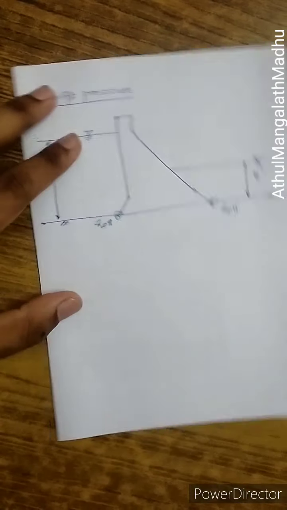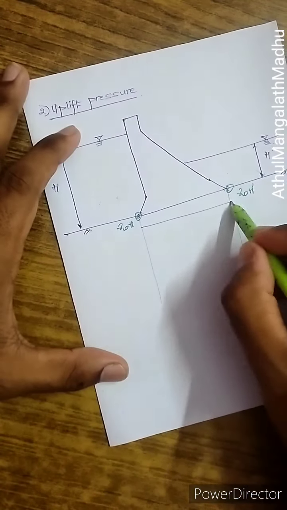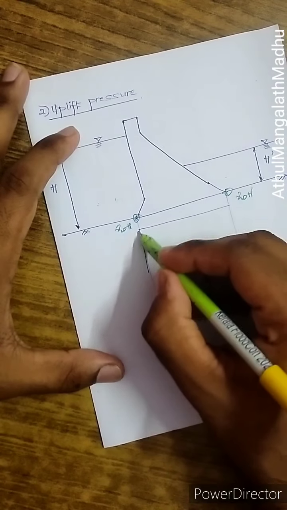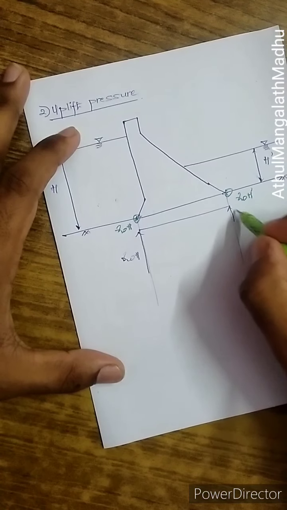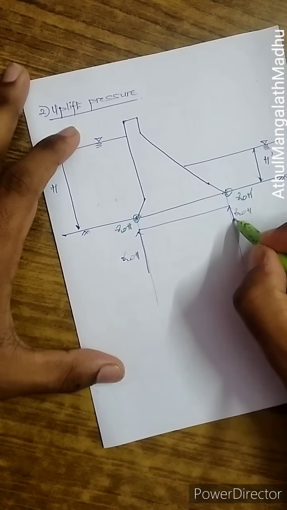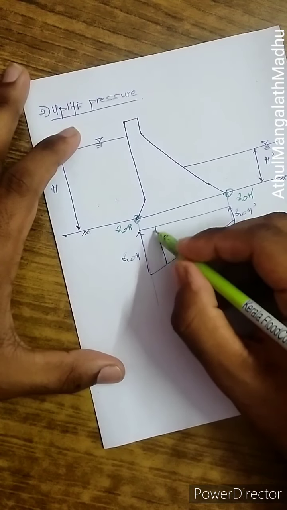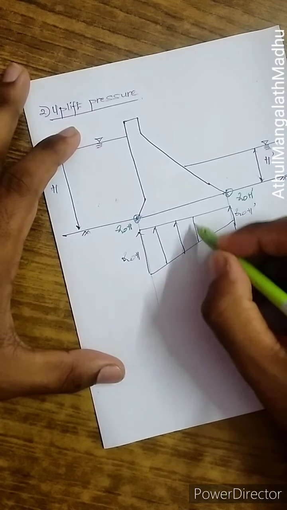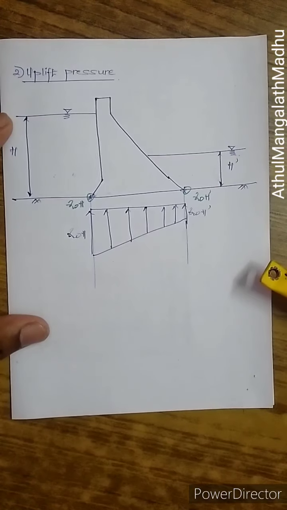So if I draw the uplift pressure diagram, it will be something like this. On the upstream side you have uplift pressure value gamma w h, and on the downstream side you have value gamma w into h bar. So this will be varying linearly like this. This is how the uplift pressure varies.